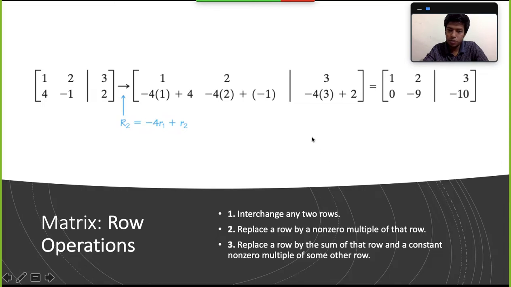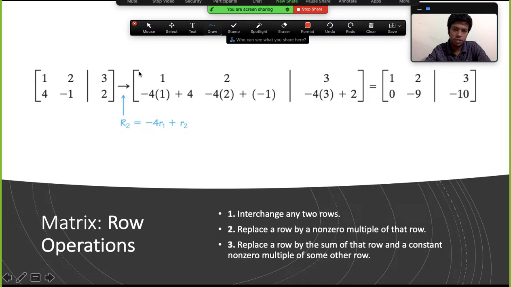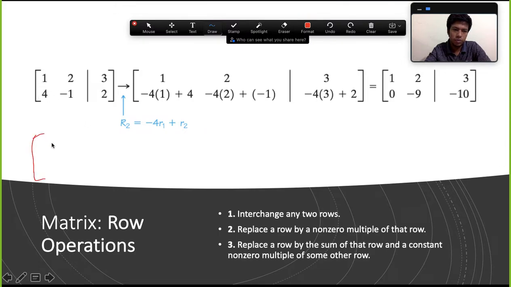Interchange any two rows is allowed. So basically you can write row 1, row 2 interchange if you want to interchange between, say, this row and this row. So if you want, you can write 2 first, then 1, 2, and 3 here. So we can interchange between row 1 and row 2. This way this is possible.